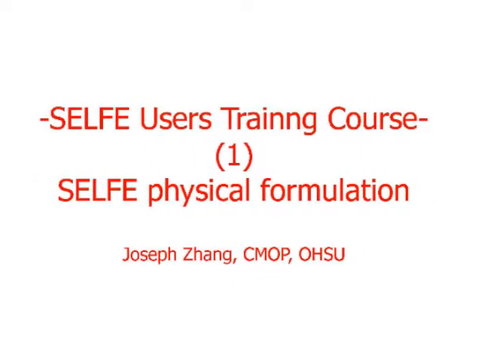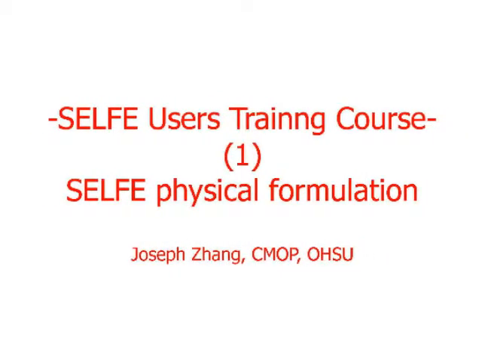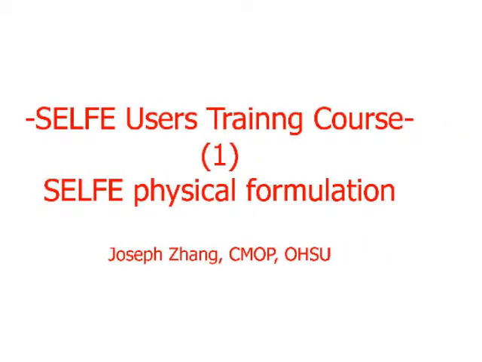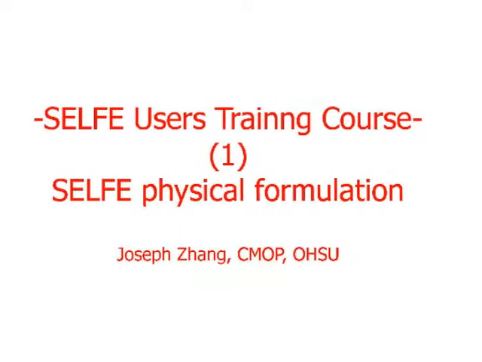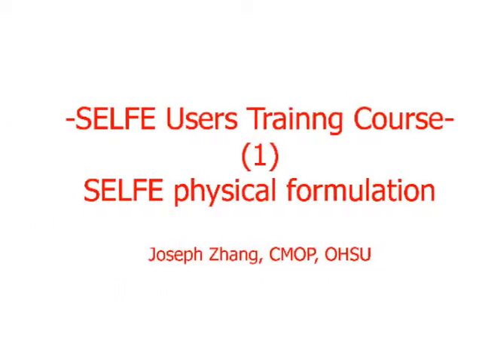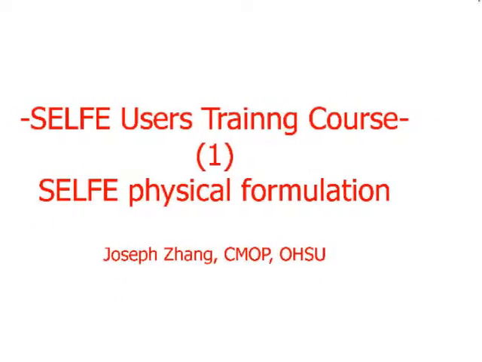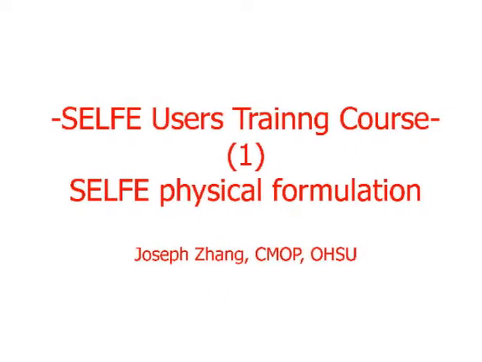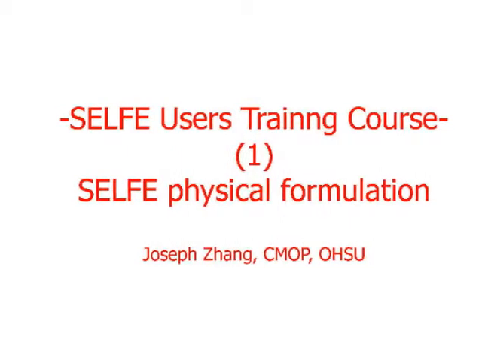So the symbols of the variables are more or less self-explanatory. The first one, MNP, is the max number of nodes. MNE is the max number of elements. MNS is the max number of sides, followed by the maximum number of vertical levels. Those four are most likely to be adjusted for your specific application.